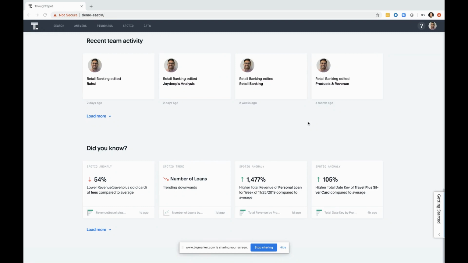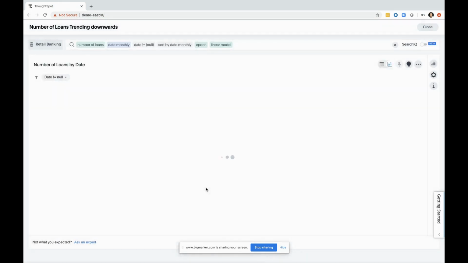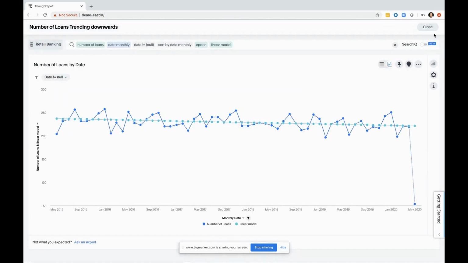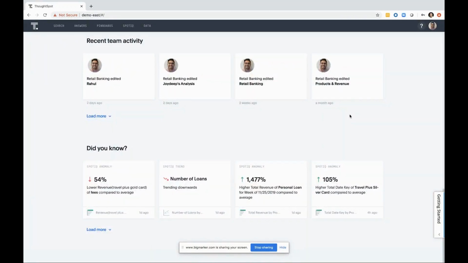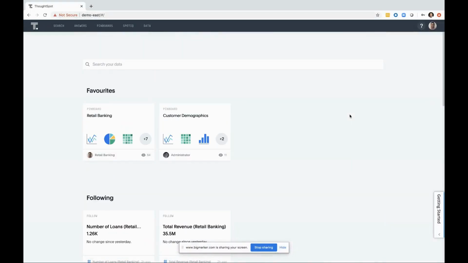And the system is giving me a tap on the shoulder, telling me, hey, did you know that the number of loans is trending down? Did you know that there are some anomalies in your data? There are some explanations to this, of course. So as an example, for a certain credit card, there is lower revenue of fees compared to average. Any of these you can quickly click into and see what it is actually about. So it's really useful, and this is helping you to get insights into the data in a way that you may never have got otherwise, without even asking the question.